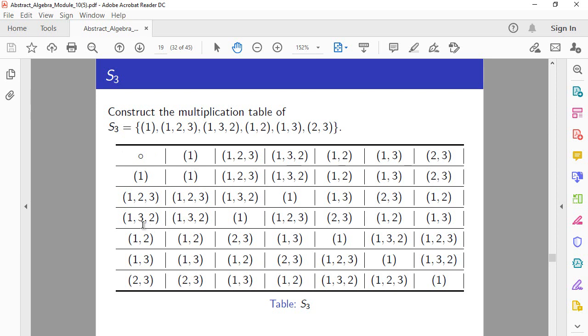Let's check one of them. So if I multiply (1, 3, 2) with (1, 2) here, then I get (2, 3). Why? Because in (1, 2), 1 goes to 2 and 2 goes to 1, so we know that 1 goes to 1, so that's why we are not writing here 1 goes to 1. Now 2 goes to 1 and 1 goes to 3, so we know that 2 goes to 3, and then 3 goes to 3 here, and then 3 goes to 2 here, so we know that 3 goes to 2. So you can check that if you multiply this and this, you're going to end up with (2, 3).